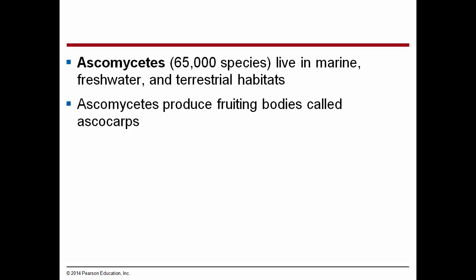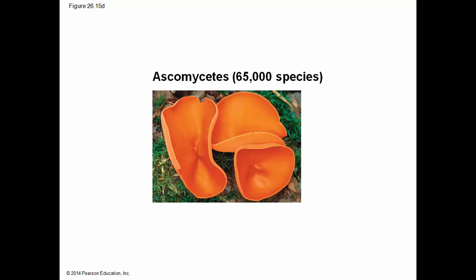Ascomycetes live in marine, freshwater, and terrestrial habitats. Ascomycetes produce fungal fruiting bodies called ascocarps. These are the ascocarps of the orange peel fungus.